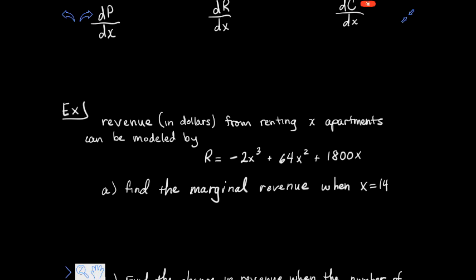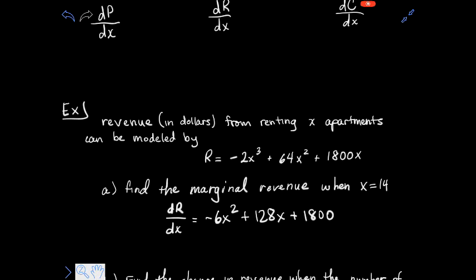Okay, so marginal revenue means dR/dx. And we can find these derivatives simply using the techniques of differentiation that we've discussed so far: product rule, quotient rule, simple power rule, chain rule, any of those that apply. This one, we can just do simple power rule. So we're going to have negative 6x squared plus 128x plus 1800.